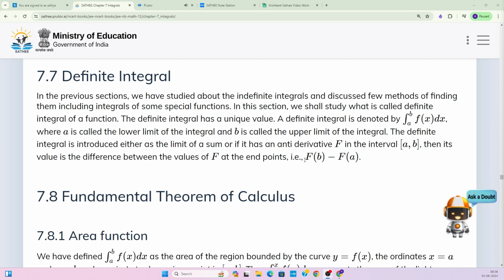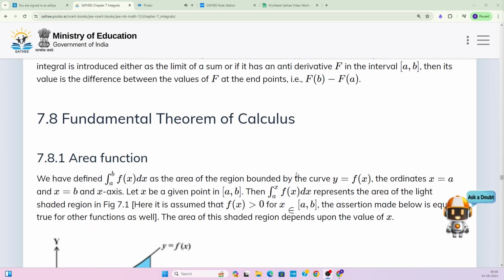The definite integral is introduced either as the limit of a sum, or if it has an antiderivative F in the closed interval a to b, then its value is the difference between the values of F at the endpoints, that is F(b) minus F(a). Okay, clear?